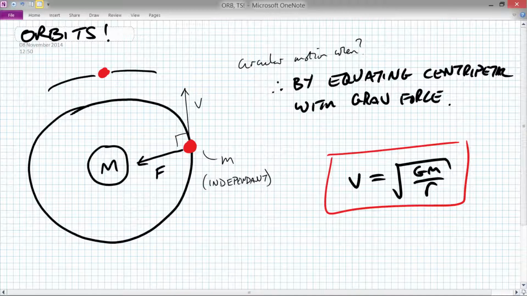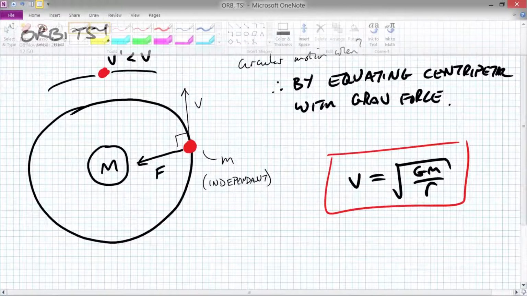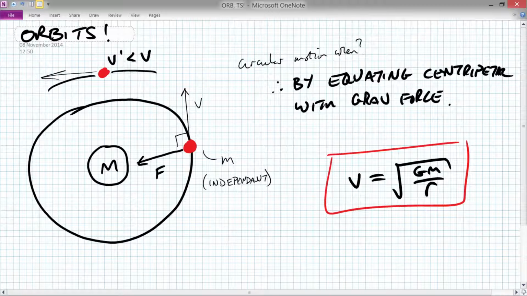That means the radius is going to be larger, so if this r increases, this decreases, so this v is going to be, if I call this v prime or v dash, this v is going to be less than the v it had over here. So changing your radius will actually change your speed. The closer you are to the planet, so the closer your mass is, the faster it goes, and vice versa.